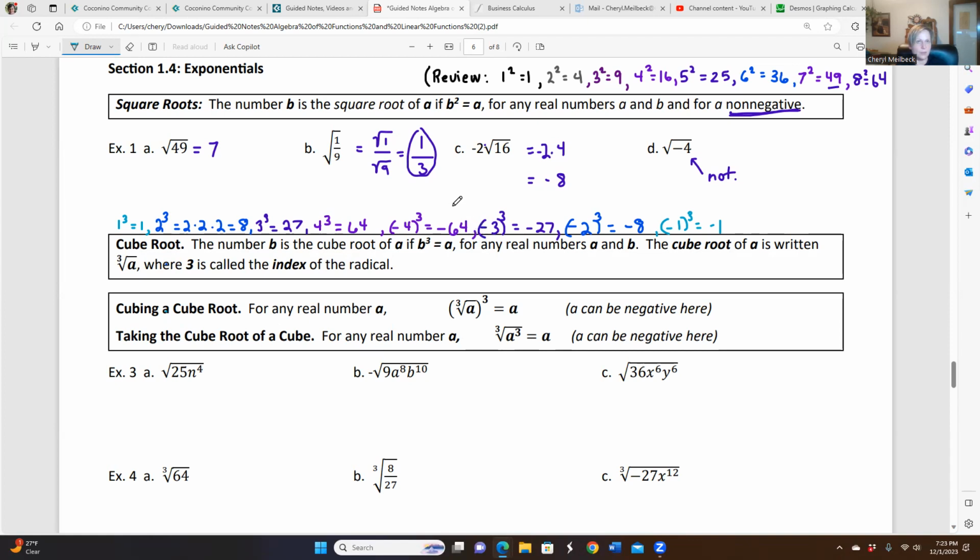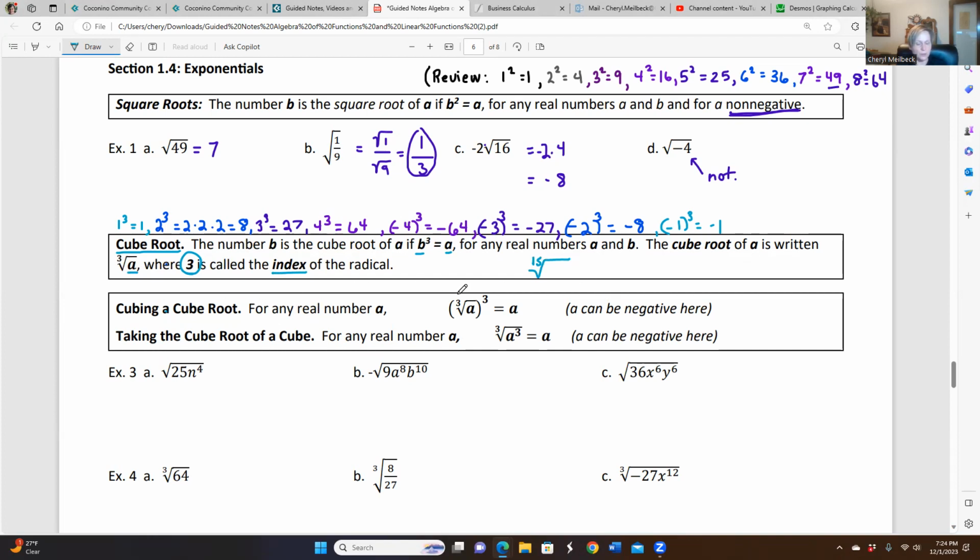So that means that if we have a cube root, as we're looking at here, you can have a negative number inside the radicand. So the number b is a cube root of a if b cubed equals a for any real numbers a and b. Now the cube root of a is written as the cube root of a in this fashion, where 3 is called the index. So that little number in there is the index. If I had the 15th root of something, 15 would be the index.